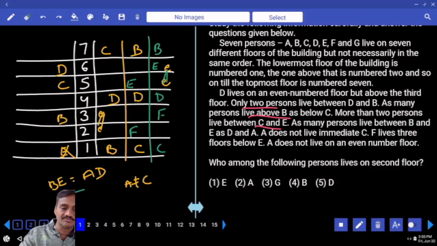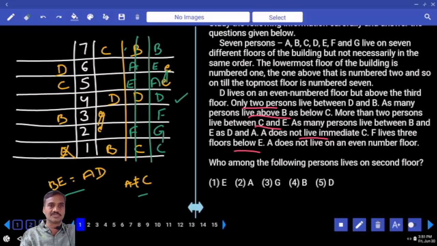Number of persons between B and E is same as between A and D. B and E same as A and D here. Now between B and E there is 1 floor, and in between A and D there must be exactly 1 floor. A is here. Now if B and E are adjacent, A and D must be adjacent. And A and C are not adjacent. A does not live immediate to C. A does not live on an even number floor. As A does not live on an even number floor, this case is ruled out. Hence we are left with only this one. And who is the person left over? G is the person left over.